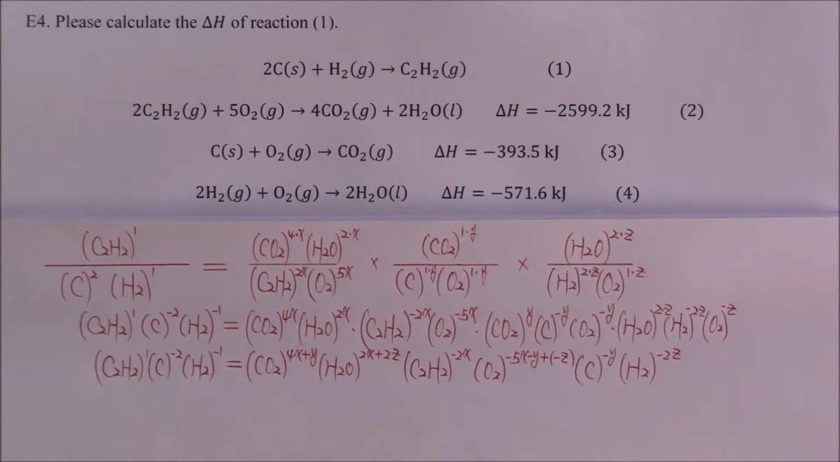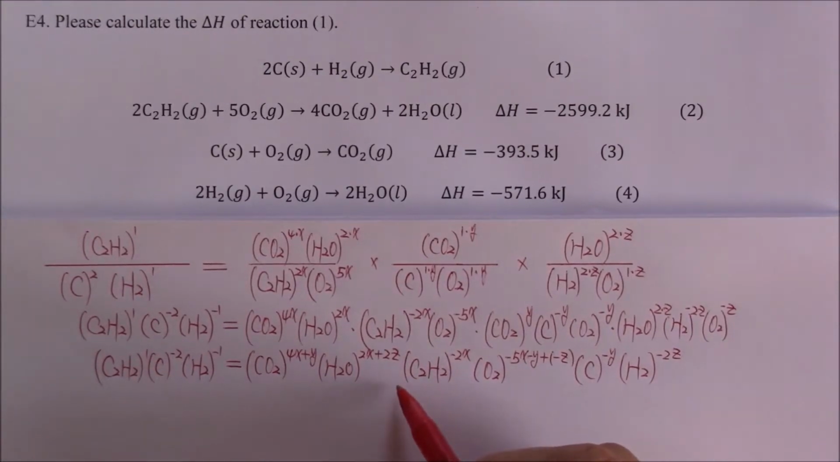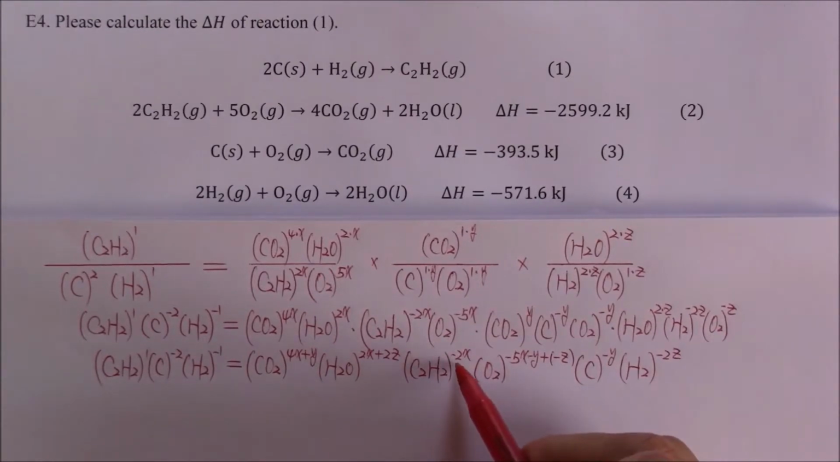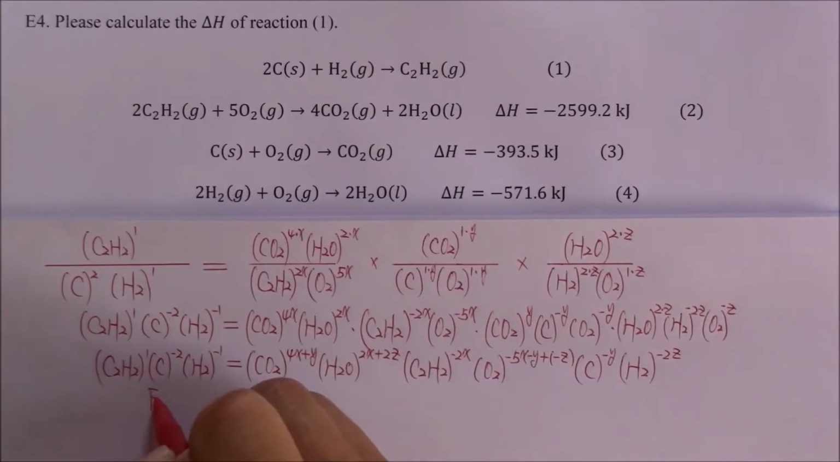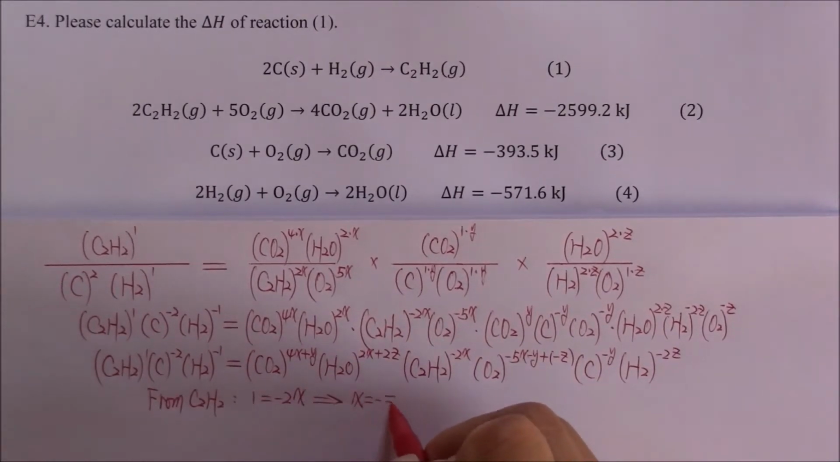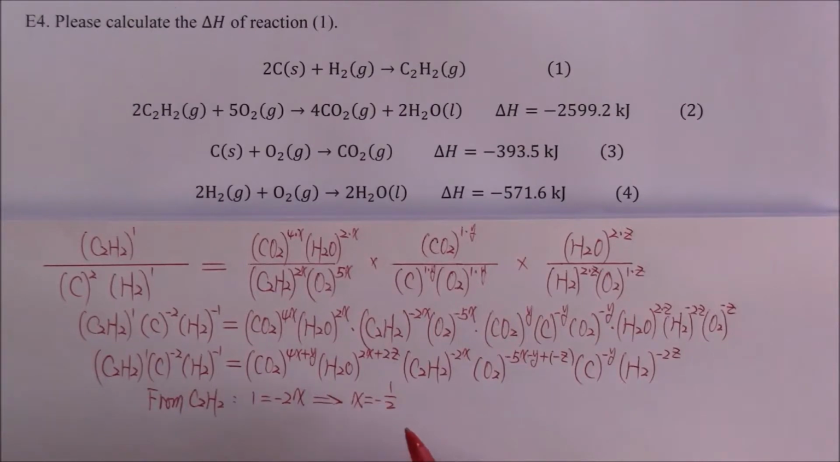What we are going to do is, we will start from the left. You see, the power term for C2H2 is 1 on the left side. The power term for C2H2 on the right side is negative 2x. The power term on the left must be equal to the power term on the right. Therefore, we will get 1 is equal to negative 2x. X is equal to negative half.